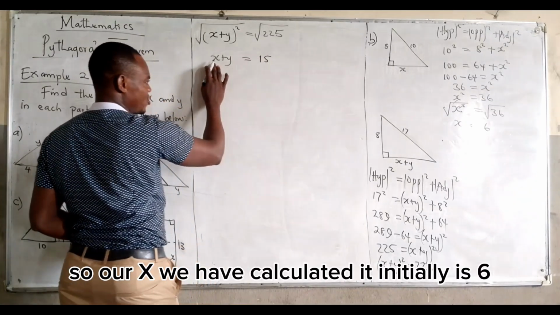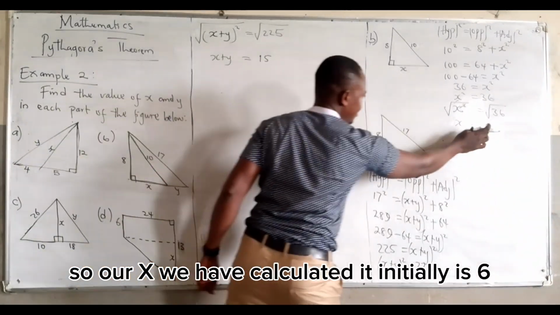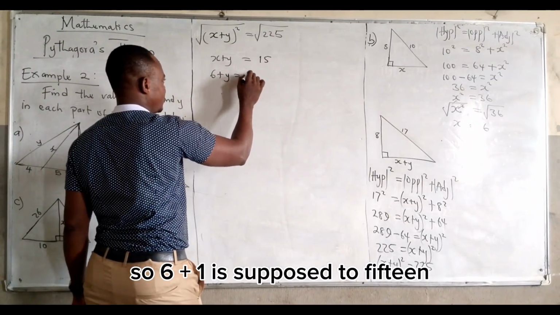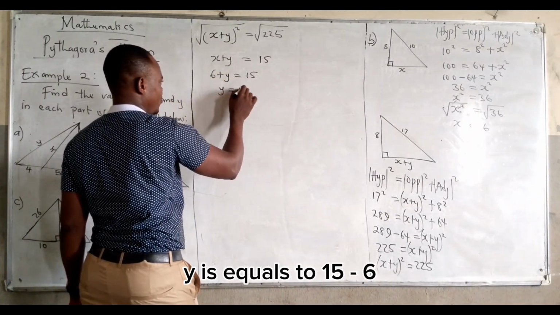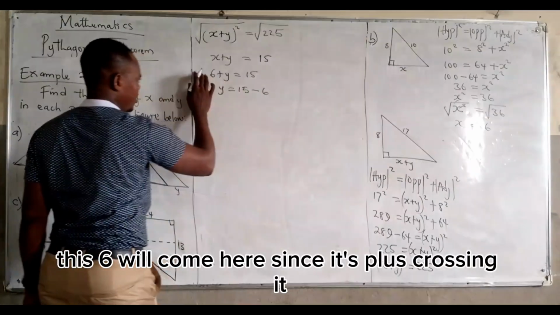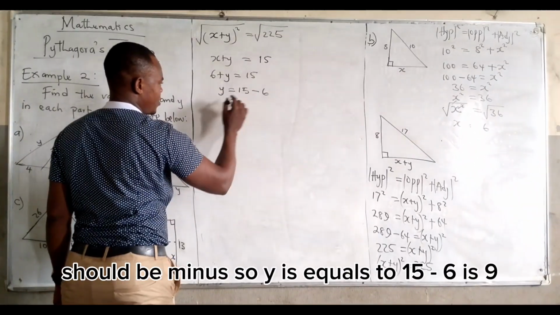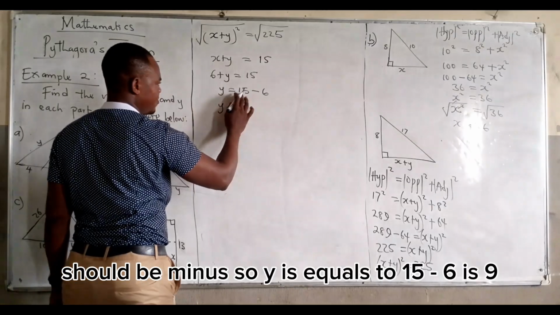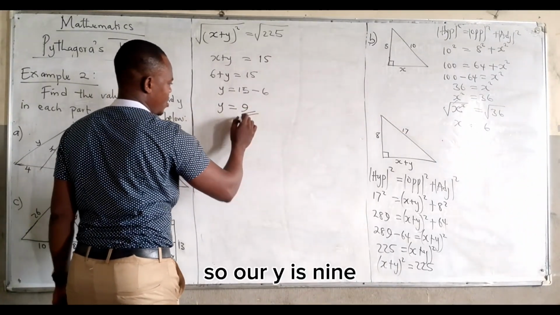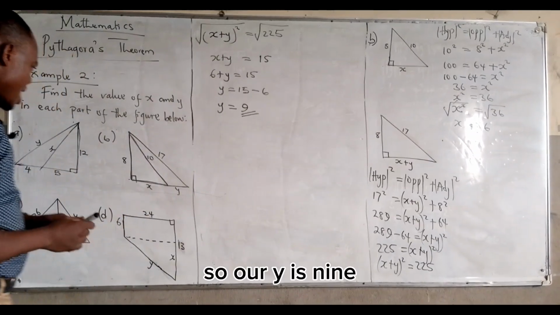So our x, we have calculated it initially, is 6. So 6 plus y is equal to 15. Y is equal to 15 minus 6. This 6 will come here. Since it's plus, crossing, it will be minus. So y is equal to 15 minus 6, which is 9. So our y is 9.